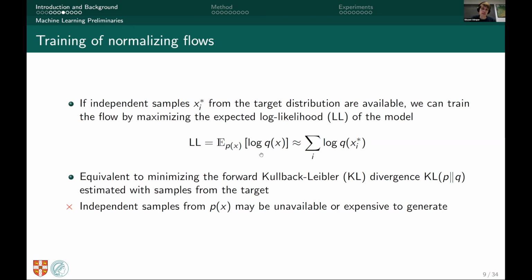But the problem, of course, is independent samples from the target distribution might not always be available or might be expensive to generate. And I mean, as I said in the beginning, for instance, if you want to learn the Boltzmann distributions, this is exactly the case. I mean, there are ways to generate samples, but they're expensive to generate, especially if you want independent samples. You have to run very long MD simulations in order to generate those samples and to really get proper decorrelation there.